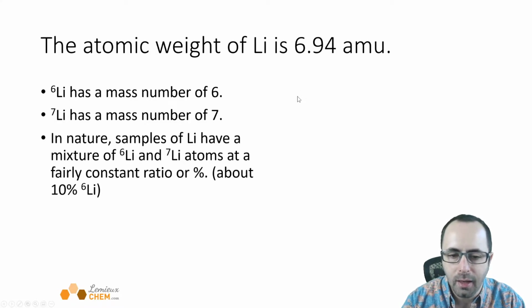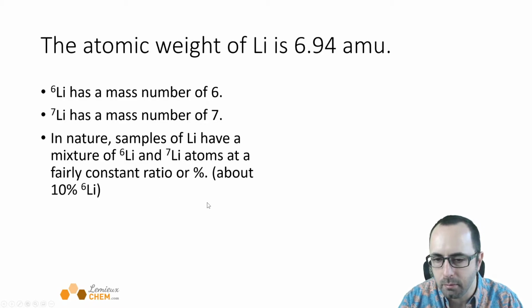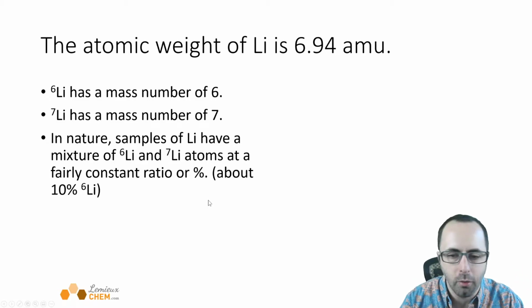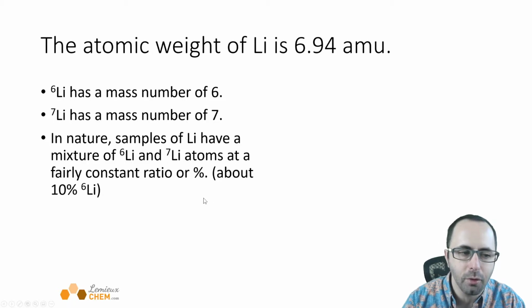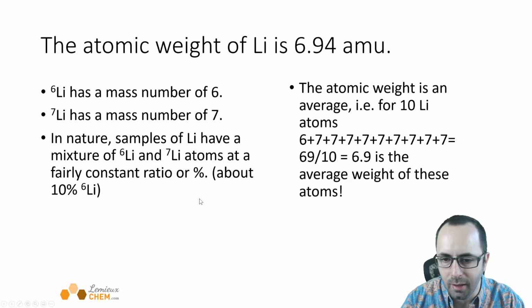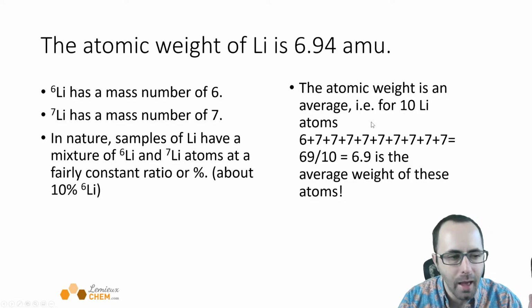So it's true, in nature, there's a mixture of lithium-6 and lithium-7 atoms. And the ratio is about, not exactly, but close to 10% of them are lithium-6, and the other 90% are lithium-7. So let's do a little thought experiment here about grabbing individual atoms. Now, atoms are so small, there's no way we could grab individual atoms, but let's say that we did. So let's say we grab 10 lithium atoms, okay?